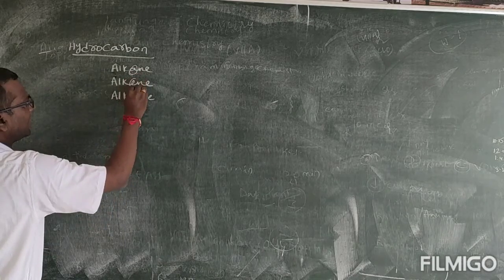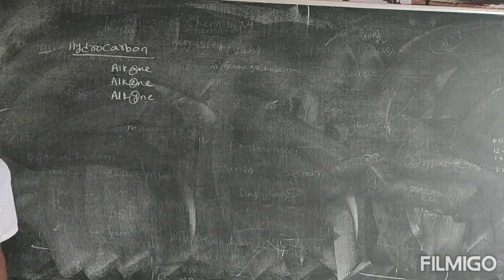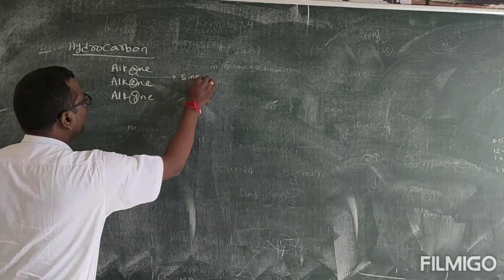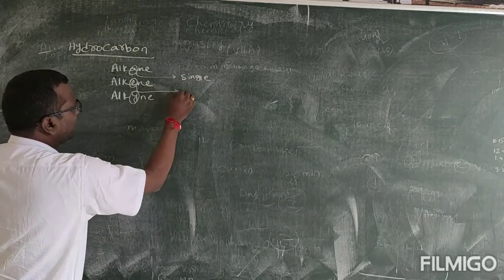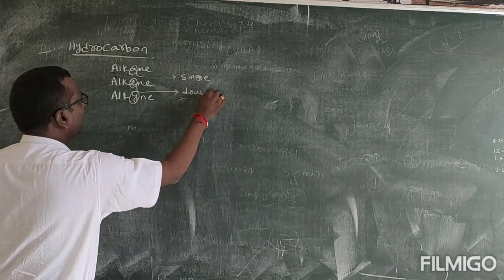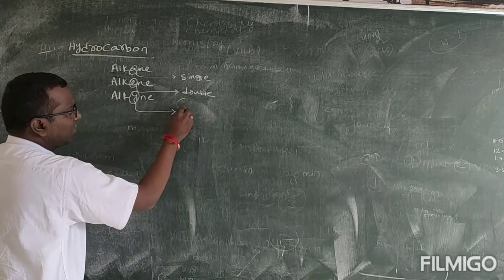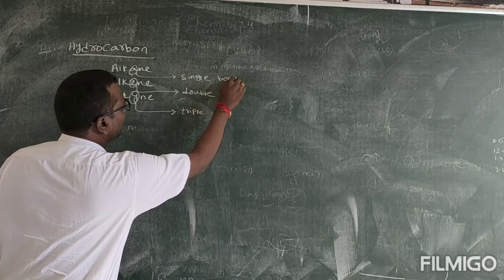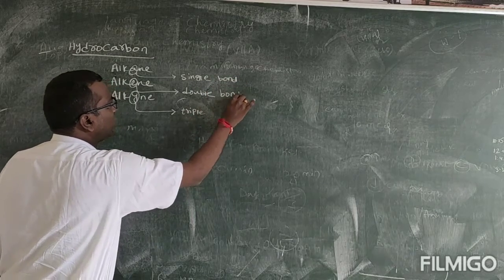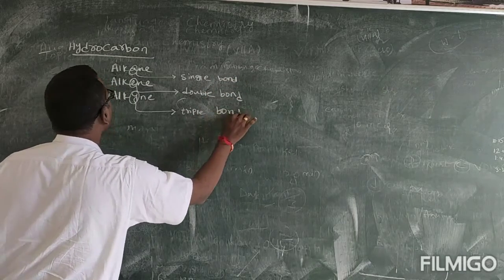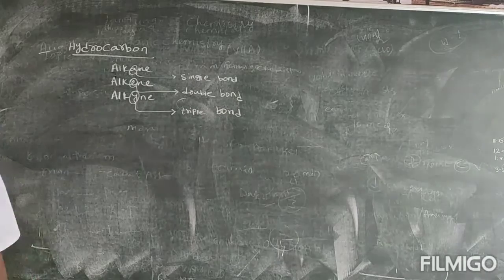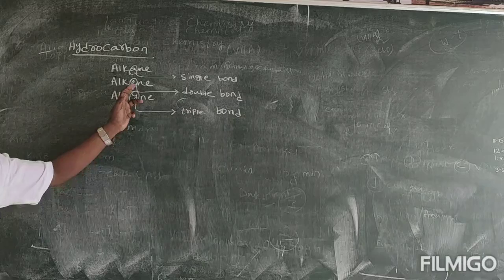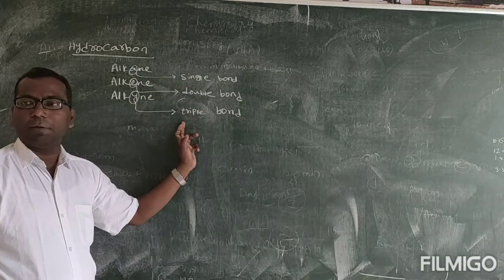And in ane, ene and yne: a means single bond, e means double bond, and i means triple bond. Okay, single bond, double bond and triple bond. So hydrocarbons are present like this: alkanes, alkenes, alkynes. So single bond, double bond, triple bond.